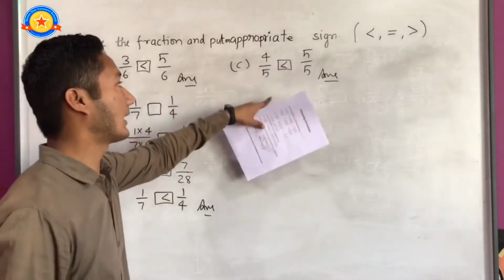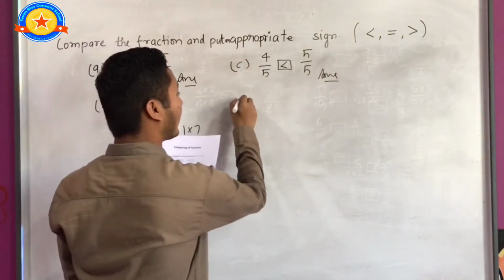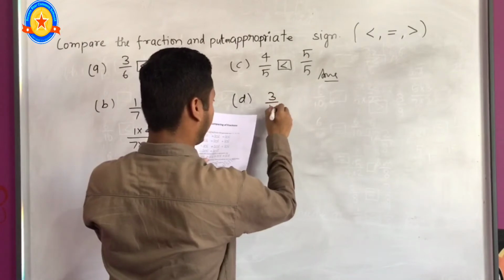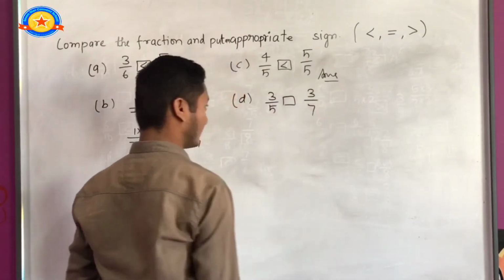That means 4 by 5 is smaller than 5 by 5. Our next question is D part, which is 3 by 5 blank space 3 by 7.